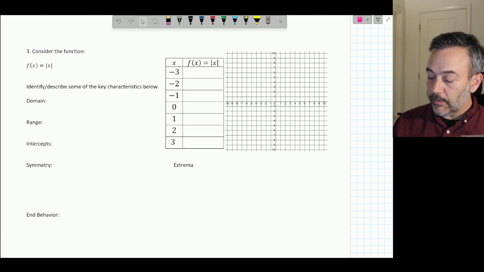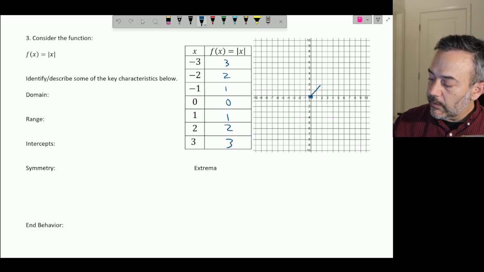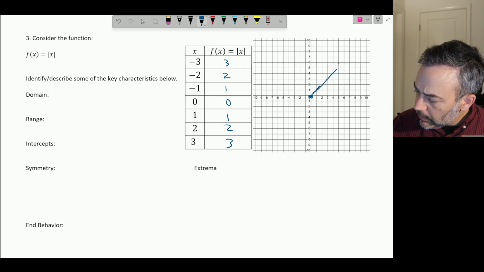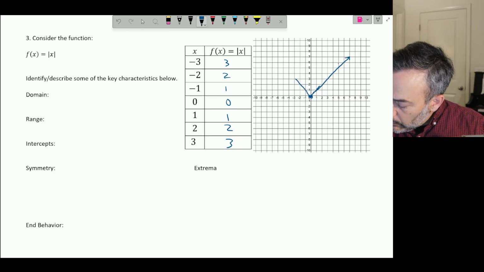Let's do absolute value of x. Absolute value of negative 3 is 3, 2, 1, 0, 1, 2, 3. If you graph absolute value, it looks like this. Let me do that a little bit better. There we go. This one goes this way.